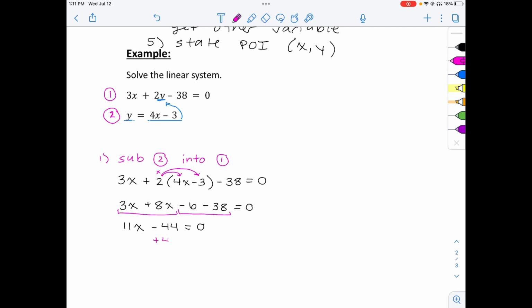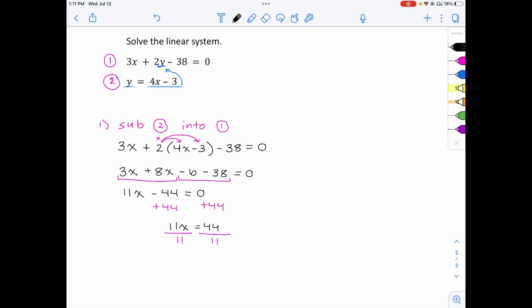And then we are isolating and solving for x. So I'm going to add 44 to both sides. Now I have 11x equals 44, and then I'm going to divide by 11 on both sides to isolate for x, which gives me x is equal to 4.